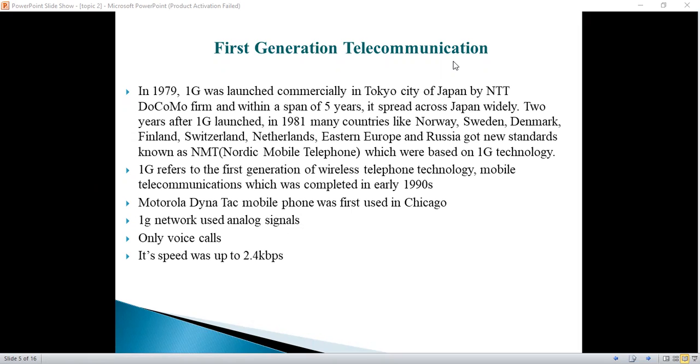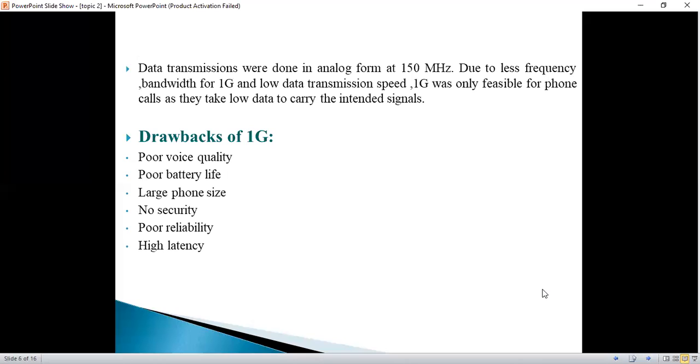So this is something about first generation. Now, what were the drawbacks? Poor voice quality, poor battery life, large phones.